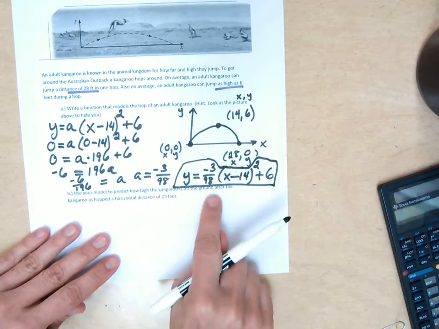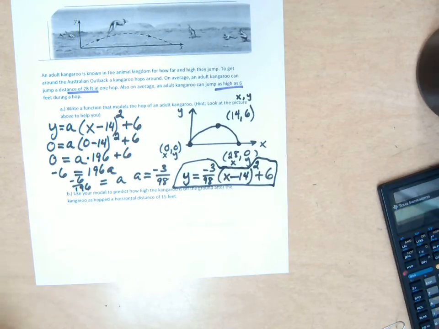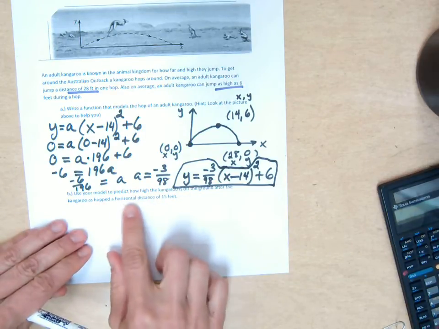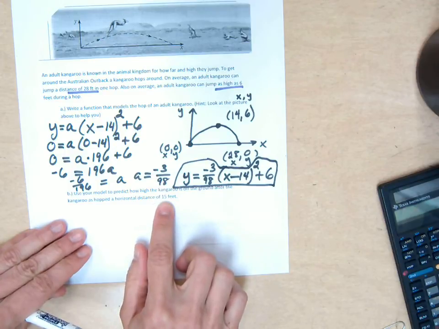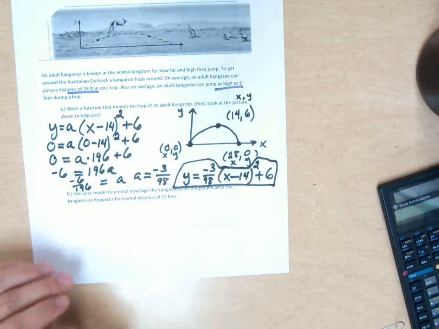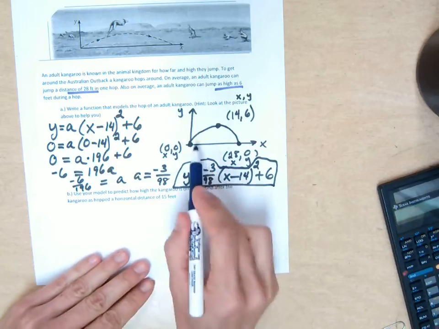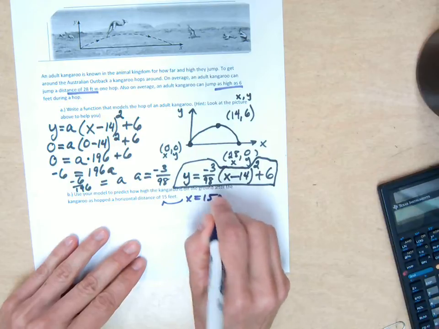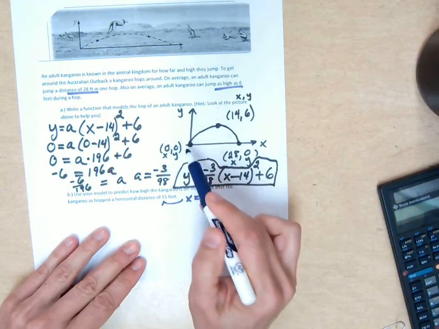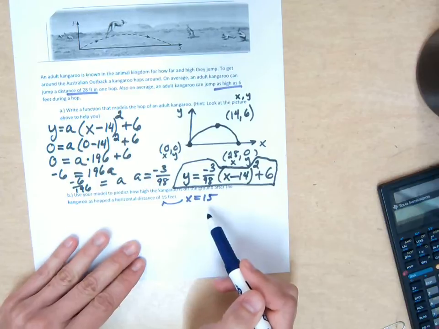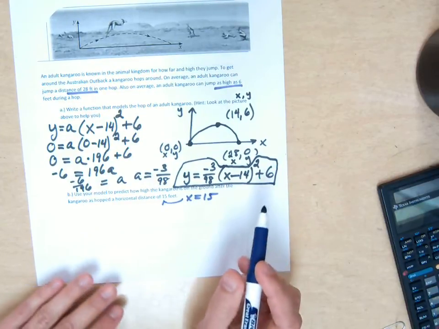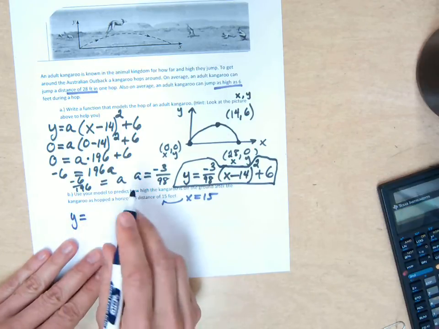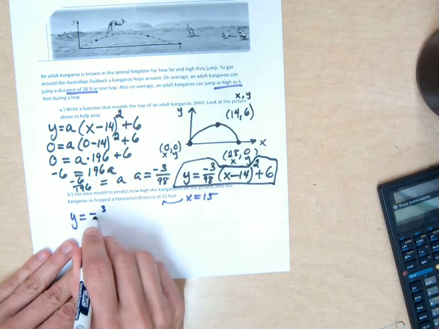Notice A is negative. That makes sense, right? Because it opens down. So A is negative. That's a good thing. And now we have one last thing, which is easier to do than anything else: predict how high off the ground the kangaroo will be at a horizontal distance of 15. So what do we plug in? Where do we plug in 15? For x. Yeah, x is the horizontal distance. So this means x is 15, find y. Remember, y is the height, x is the horizontal distance. So you just let x be 15, so we're just going to plug that in.